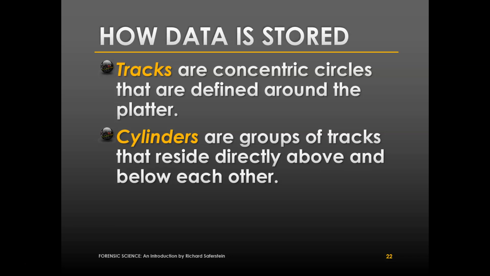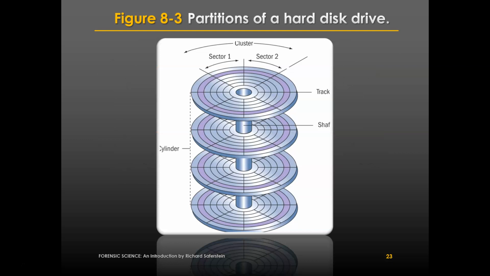Tracks are concentric circles that are defined around the platter, and cylinders are groups of tracks that reside directly above and below each other. Here is a picture of the partitions of the hard disk drive. You can see the different sectors, those pieces of the pie. The cylinder is the different layers. The track is our different circles, and the shaft is the center column there.